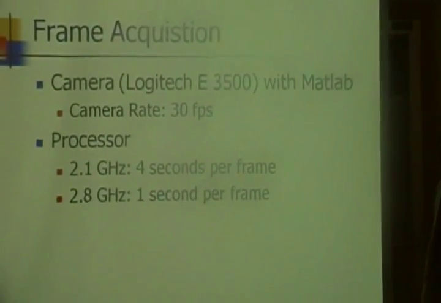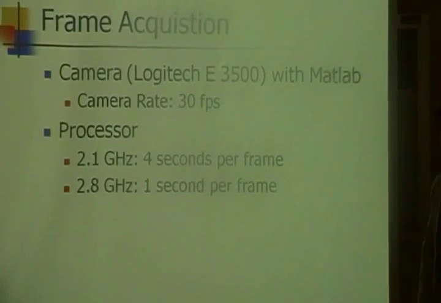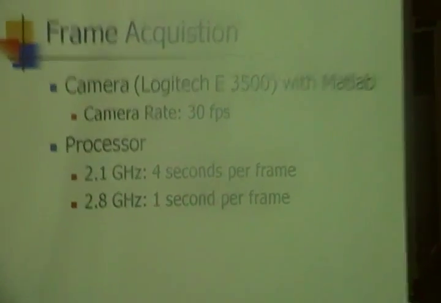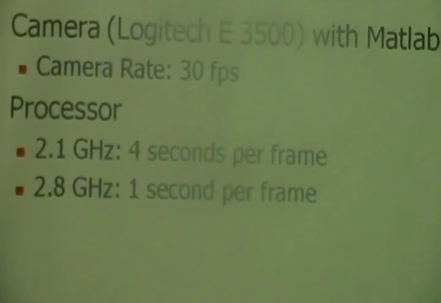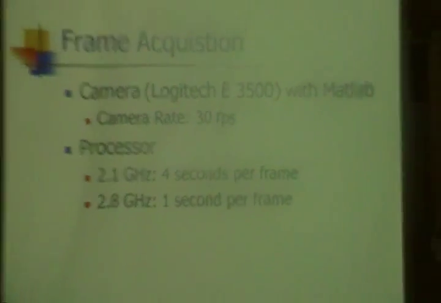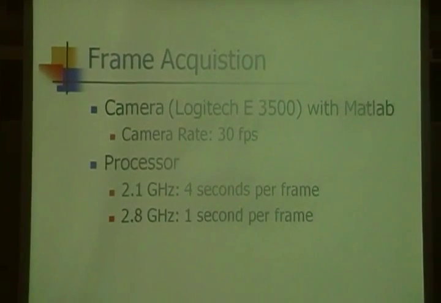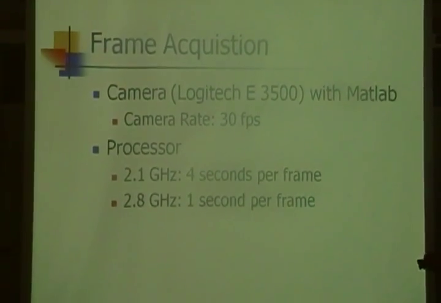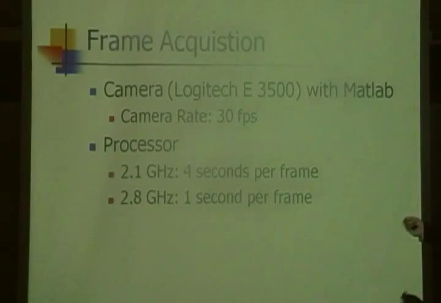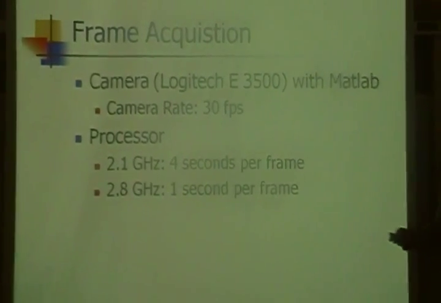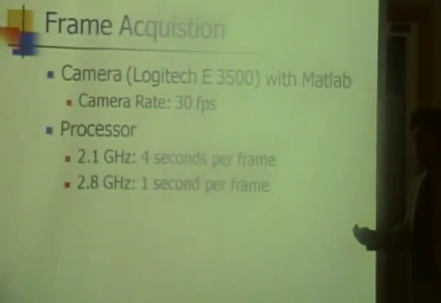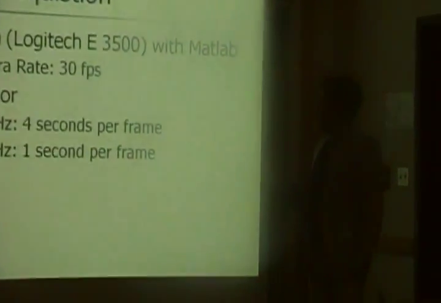The problem that we faced, which caused our system to be a prototype rather than a ready-to-use system, was the processor speed. On a 2.1 gigahertz laptop that I was working on, it takes 4 seconds to process each frame. On a 2.8 gigahertz desktop, it took 1 second. 4 seconds is definitely not acceptable. It takes about 7 seconds to get in an accident, so we have to alert you 7 seconds before the accident actually happens. 1 second, it's not real time, but we can work with it.